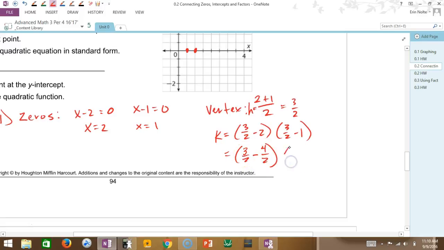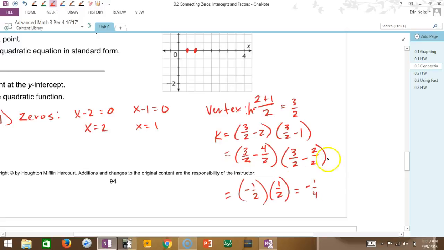Everybody okay with how we got there? Multiplied by 2. Okay, and what about 1? What's 1 in halves? 2 halves. Alright, so now we can just go ahead and combine those tops together. So I have 3 halves minus 4 halves. What's 3 halves minus 4 halves? Negative 1 half. Just add the tops. And 3 halves minus 2 halves? 1 half. And now when we multiply straight across, we get the k value of negative 1/4.